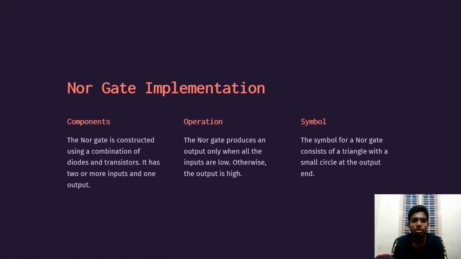Next we are going to learn about the NOR gate implementation. Components. The NOR gate is constructed using a combination of diodes and transistors. It has two or more inputs and one output. Operation. The NOR gate produces a high output only when all the inputs are low, otherwise the output is low. Symbol. The symbol for the NOR gate consists of an OR shape with a small circle at the output end.